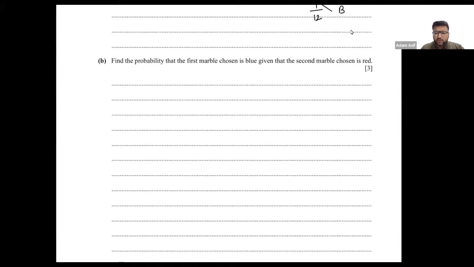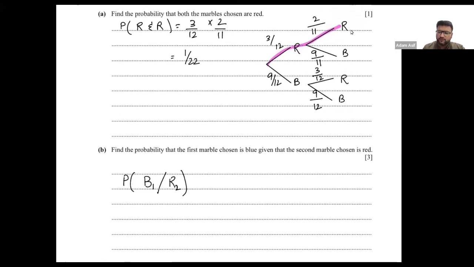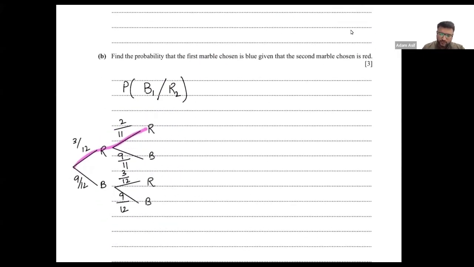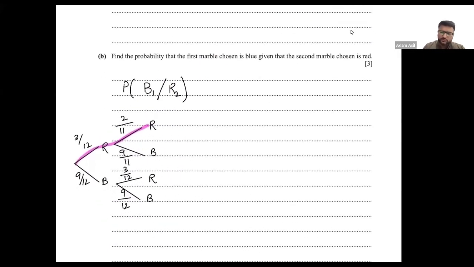Part B says find the probability that the first marble chosen is a blue marble, given that the second marble chosen is red. So we need to find the probability that the first marble chosen is blue, given that the second marble chosen is red. Now, if I just bring this tree diagram over here, try to answer this question using this tree diagram. This is a conditional probability.